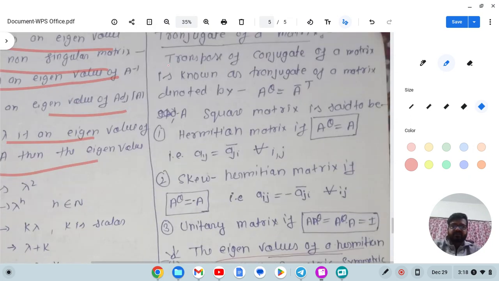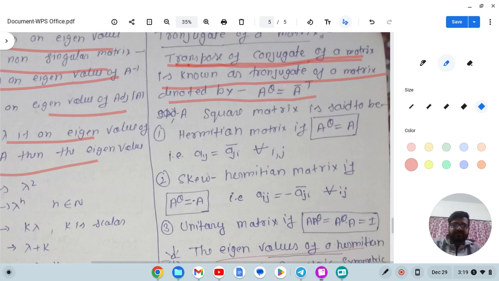Now our next point, transjugate of a matrix. What is the transjugate of a matrix? Transpose of the conjugate of a matrix is known as the transjugate of a matrix, denoted by A to the power theta or A to the power T. A to the power theta is the transpose of A bar.